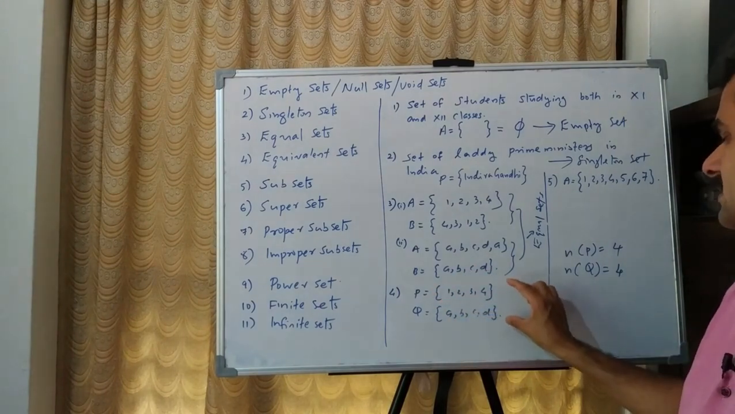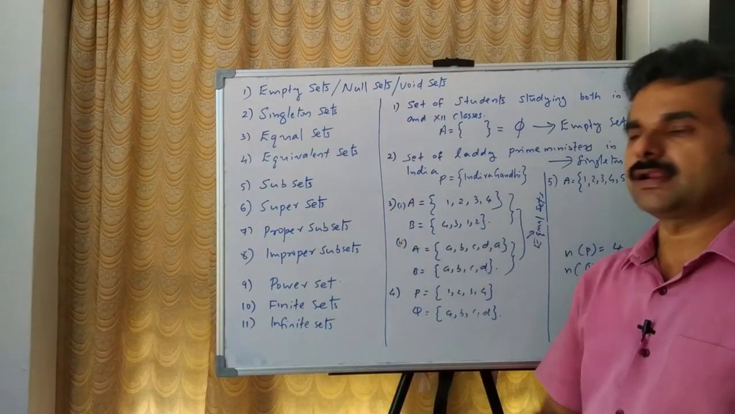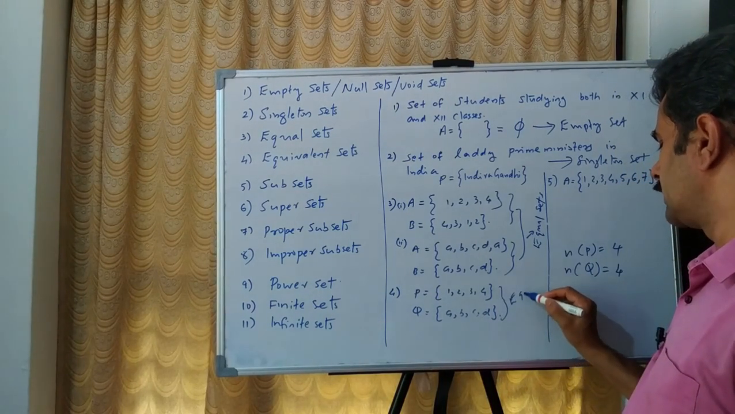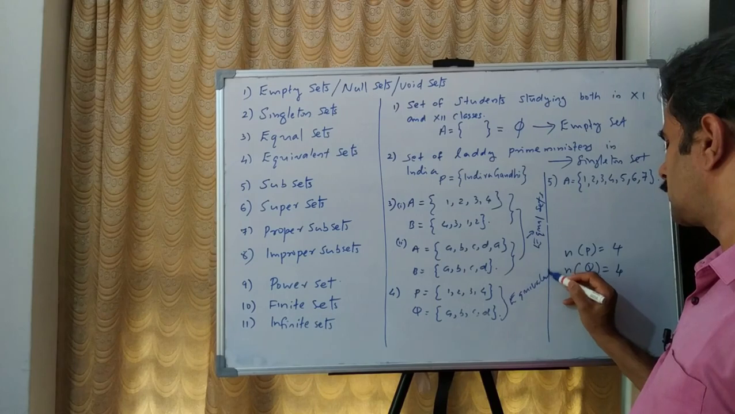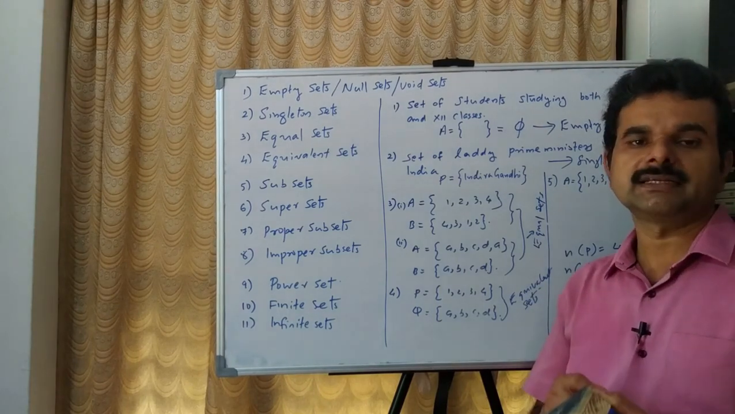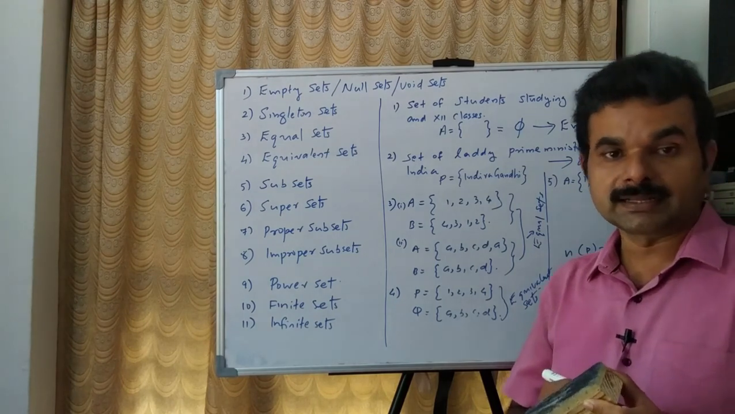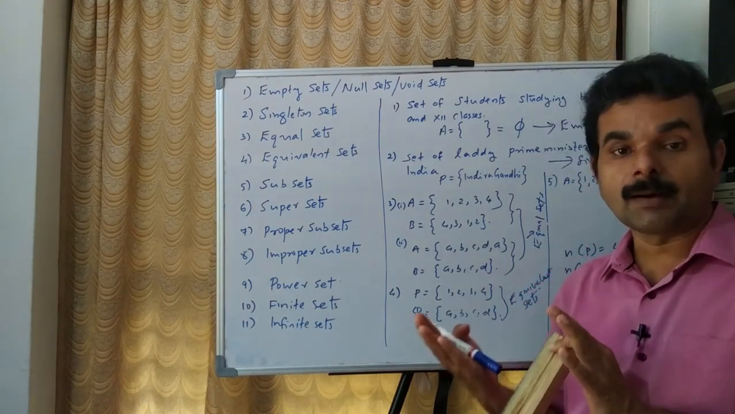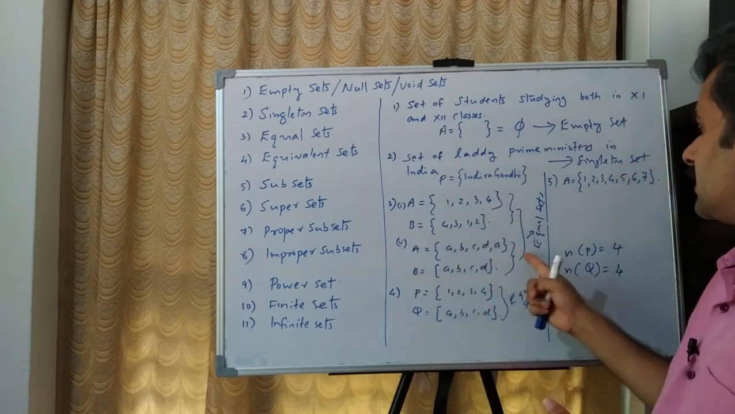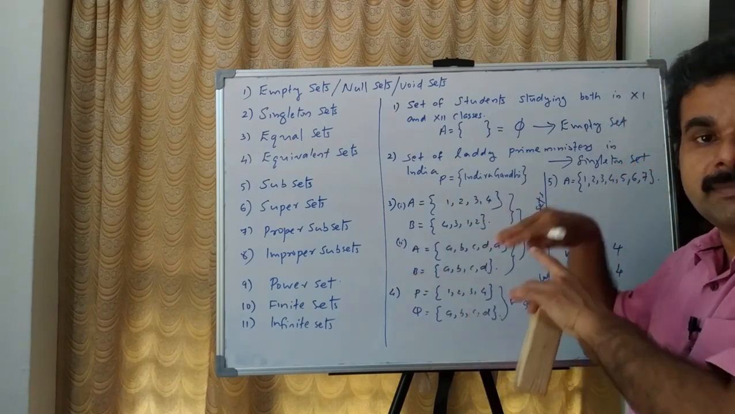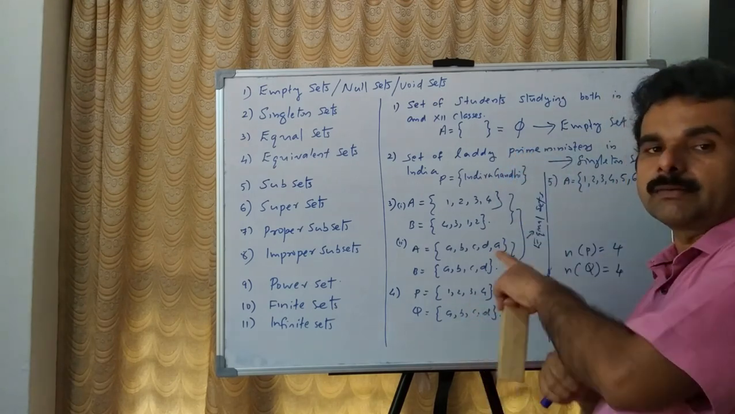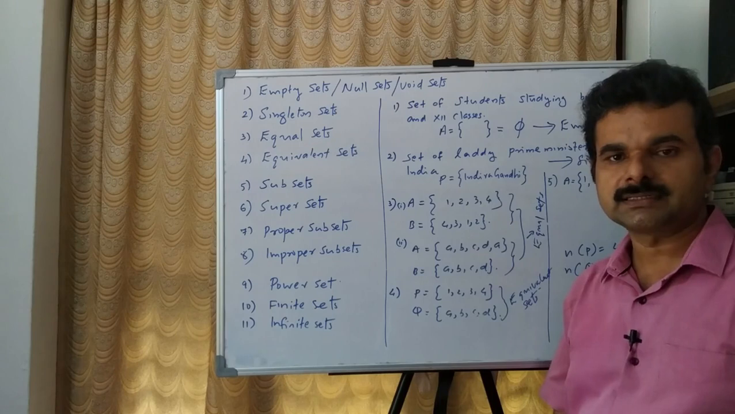So such sets are called what? Equivalent sets. So what are equivalent sets? Equivalent sets are the sets with the same number of elements. With the same elements means what? Equal sets. If same elements, equal sets. When we say same number of elements, equivalent sets.